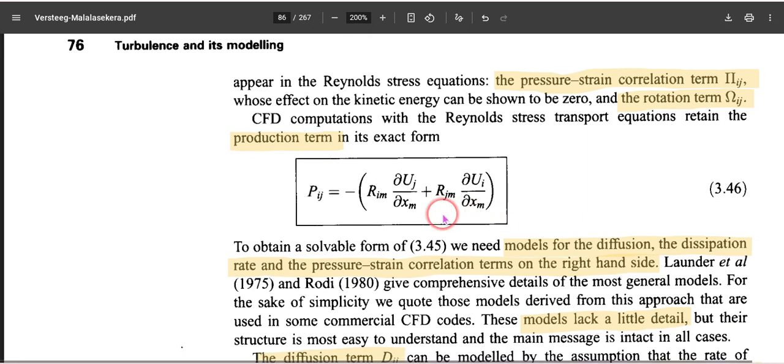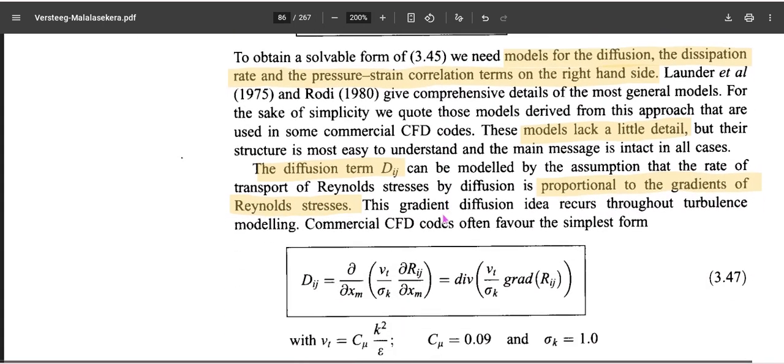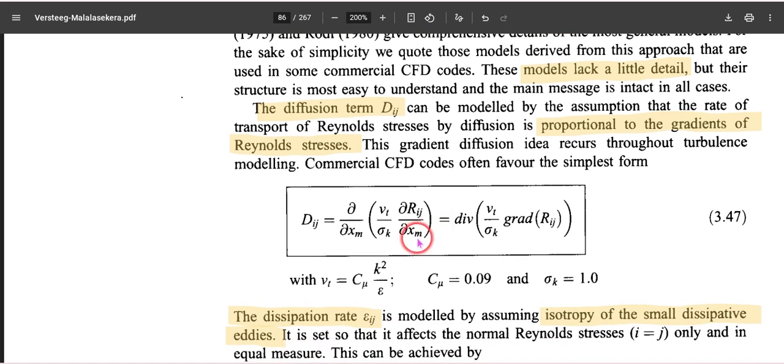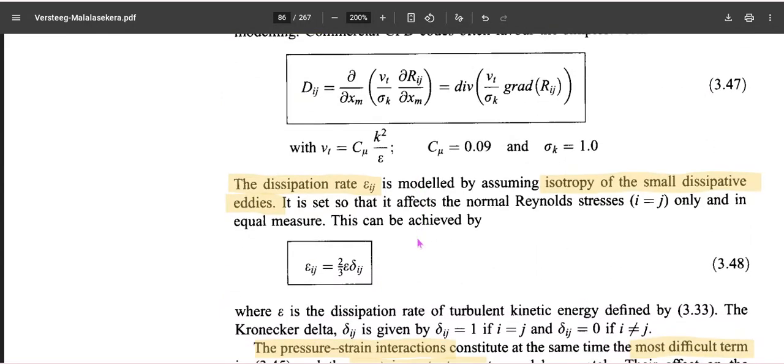The production term is similar to that in the k-epsilon equations. It is related to the strain changes in the flow variables, the momentum variables. The diffusion term, as usual in other convection-diffusion equations, is related to the divergence of a gradient term, and the dissipation term is related to the dissipation terms that occur in the k-epsilon model.